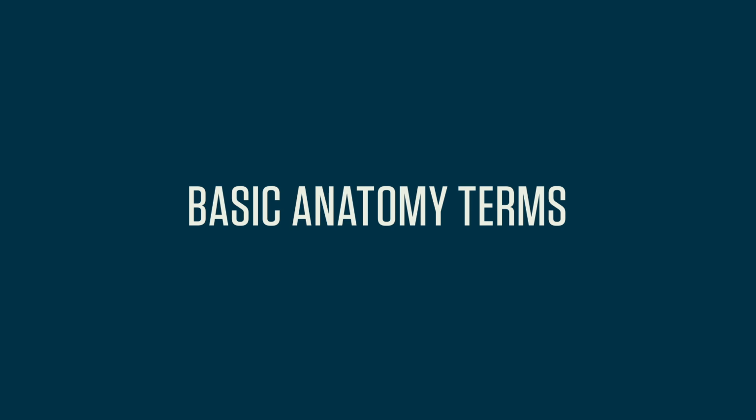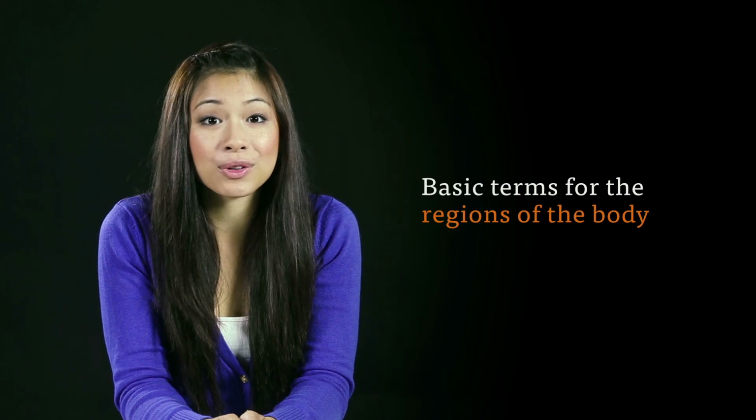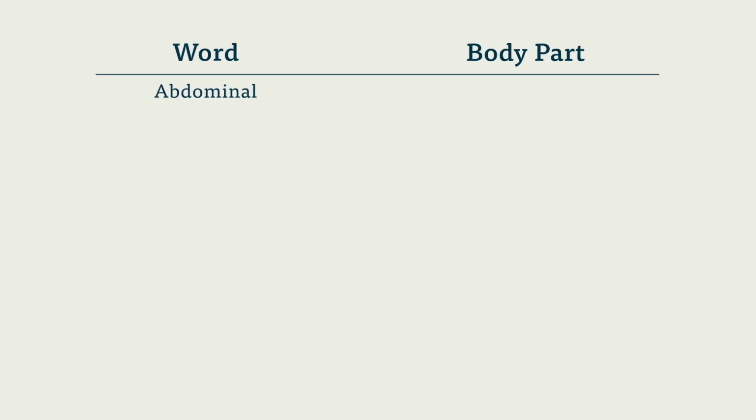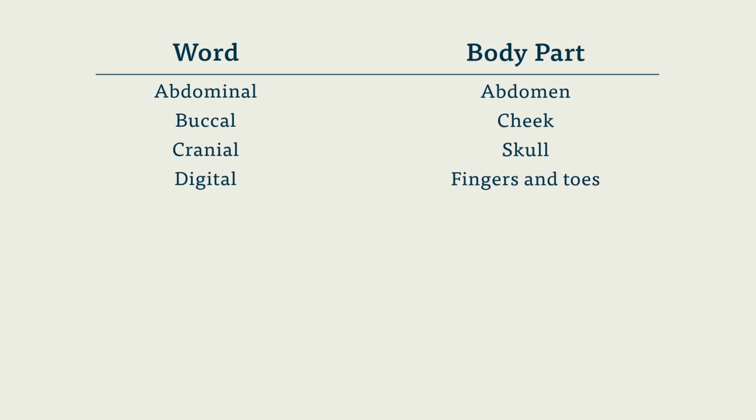Basic anatomy terms. These terms will help you navigate the CPT and ICD manuals, decipher doctors' reports, and give you a more thorough understanding of the medical practice in general. Let's look now at a few basic terms for the regions of the body. You might recognize some of them. Abdominal refers to abdomen. Buccal is cheek. Cranial is skull. Digital refers to fingers and toes.